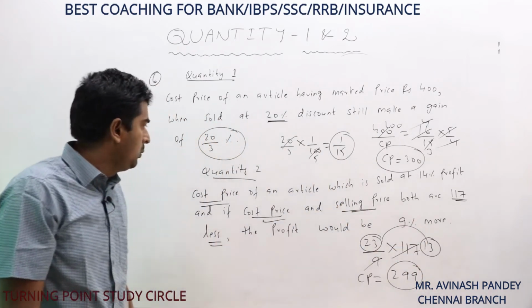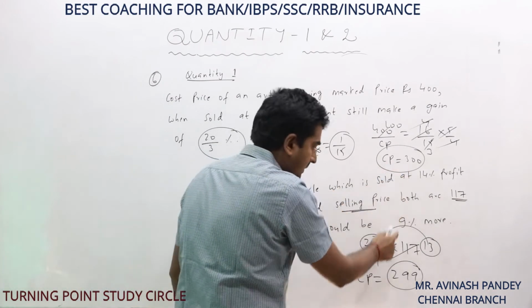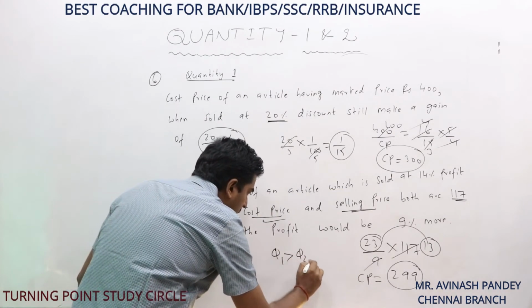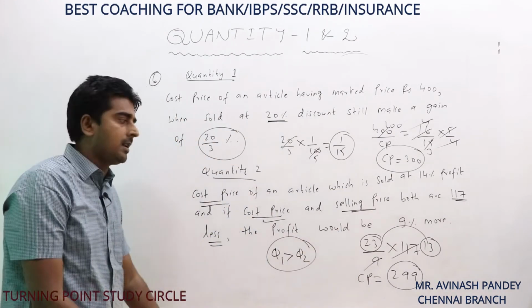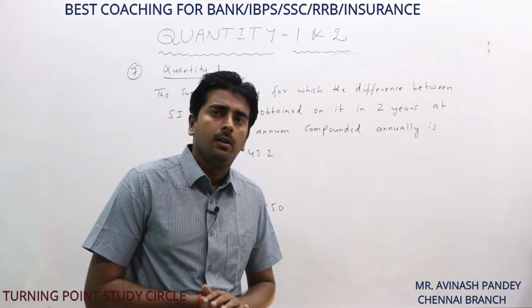So now my quantity 2 cost price is nothing but 299, and quantity 1 CP is 300. So here CP is 299. So what is my answer? Q1 is greater than Q2. My answer is Q1 is greater than Q2. So I hope you are clear with all 6 problems.